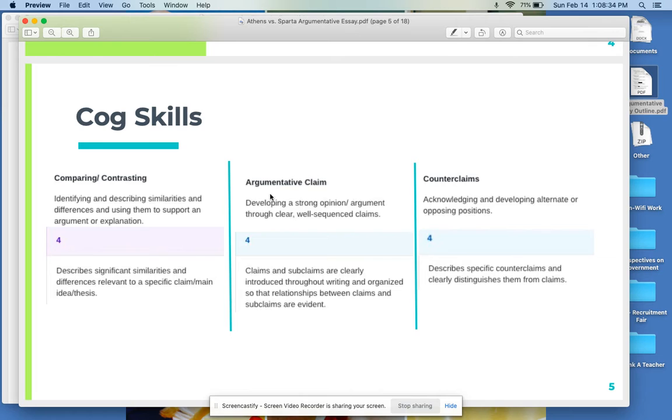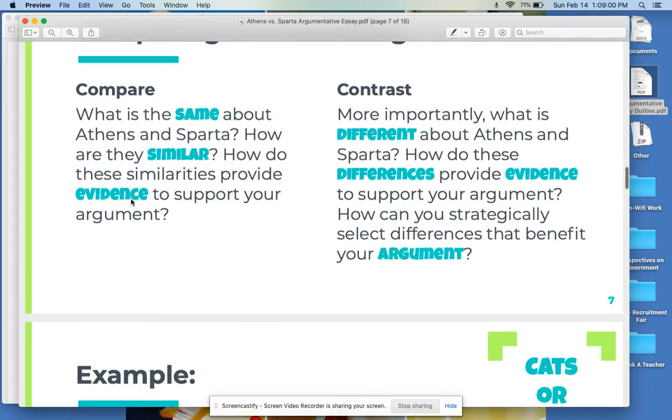You're being scored on argumentative claim. This is where you establish your claim. What am I going to write about? And then you're also being scored on a counterclaim. You must include a counterclaim. That's going to be tomorrow's video, making sure you have that. Today, making sure you have your claim, and then your details are where you're going to get a lot of your comparing and contrasting. So that's where some of that evidence is going to come in.